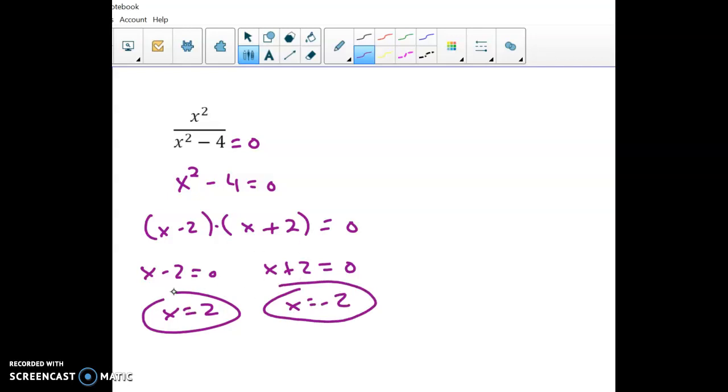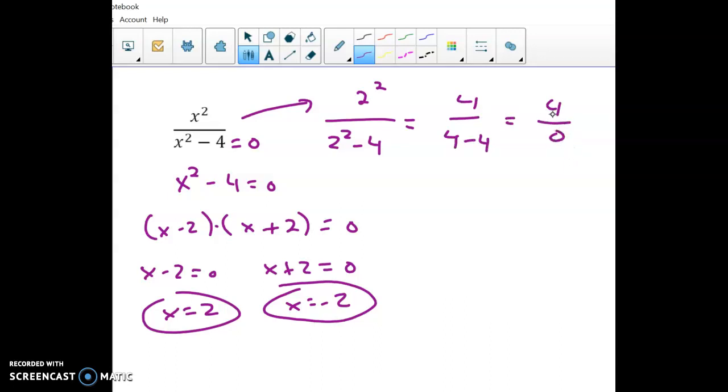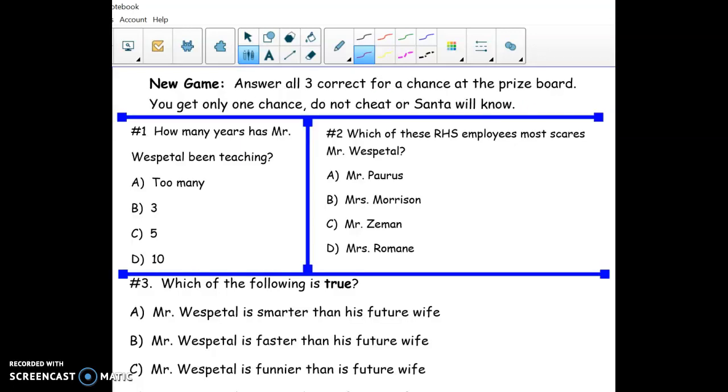Again, what that means, if we look at x of 2, if x is 2, I have 2 squared over 2 squared minus 4. So we end up with 4 over 4 minus 4, which is 4 over 0, and that doesn't work because you can't divide by 0. So these two numbers are restrictions for x. We say x could pretty much be anything except it can't be 2 and negative 2 because of the divide by 0 issue.